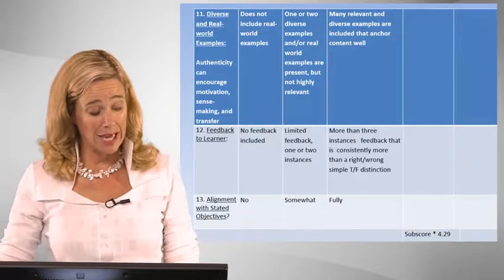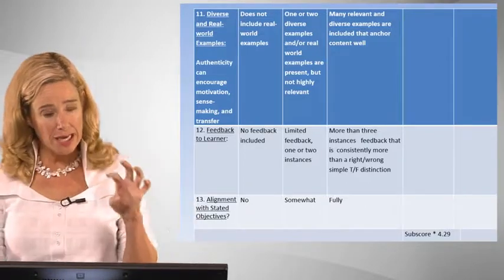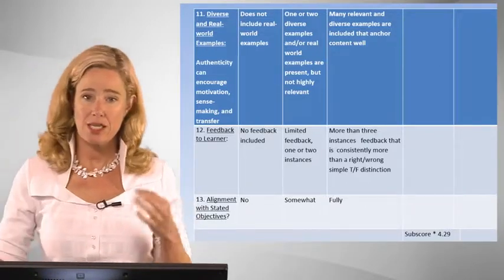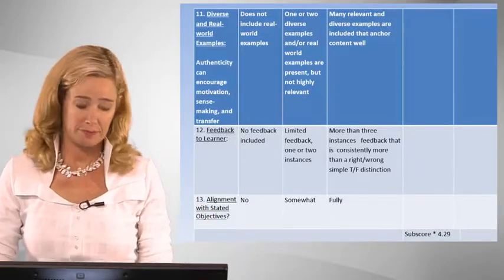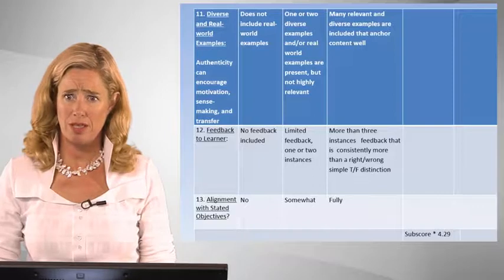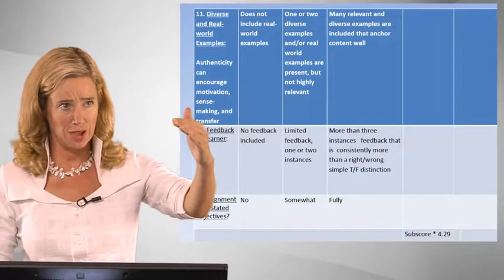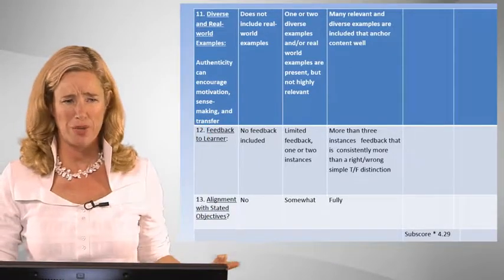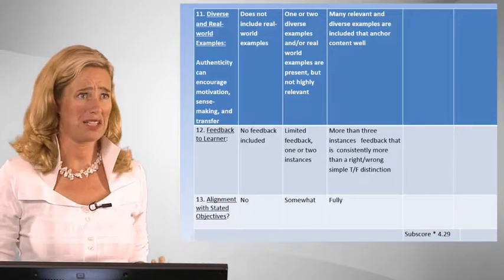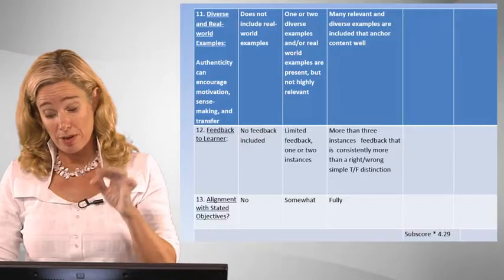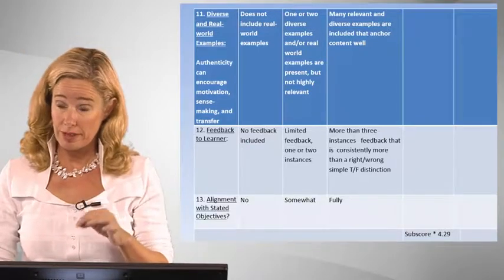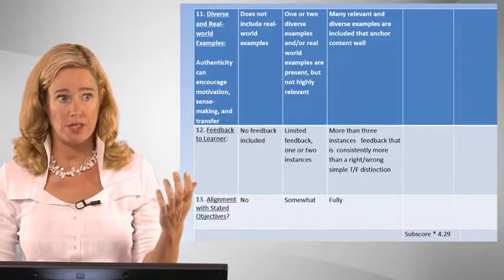And finally, the last one is their alignment in the module with the stated objectives. No, somewhat, or fully. And I know that sounds simple, but again, many learning objects will state a learning objective, and then at the end you get through it and you're like, wait a minute, I didn't learn anything about radioactive decay. You'll take that raw score, sum it, and then multiply it by 4.29, and that's going to give you a certain number that's weighted.